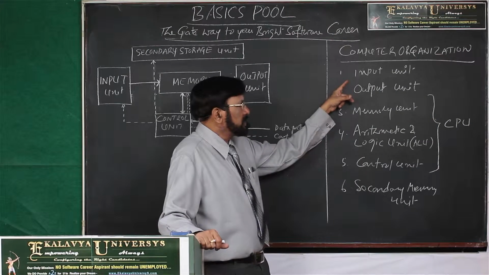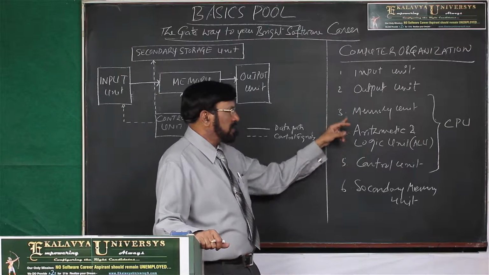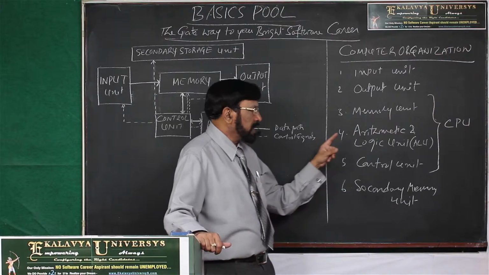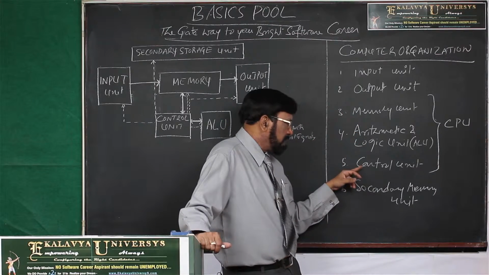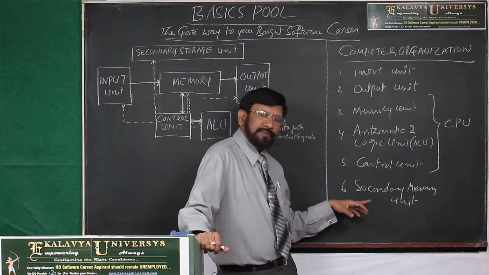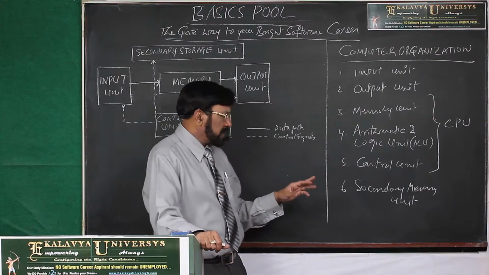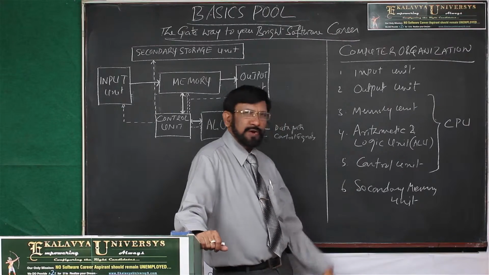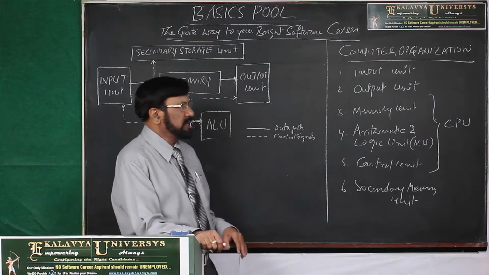There is the input unit, the output unit, and the processing unit. The processing unit consists of the memory unit, arithmetic and logic unit, and control unit. Thereafter, for permanent storage of the data, there is the secondary memory unit. So these are the 6 units.